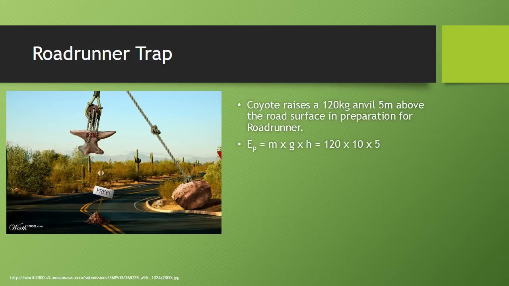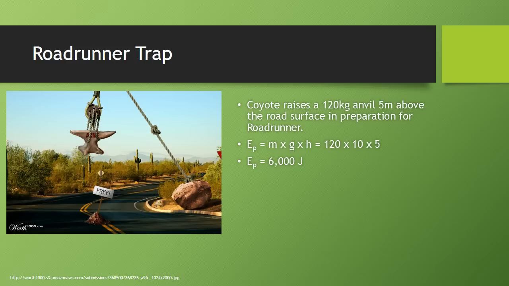So we use our equation, EP equals m times g times h. Its mass is 120, multiplied by 10, because it's here on Earth, multiplied by the vertical height, which is 5. Plug that into your calculator, and you get 6,000 joules.